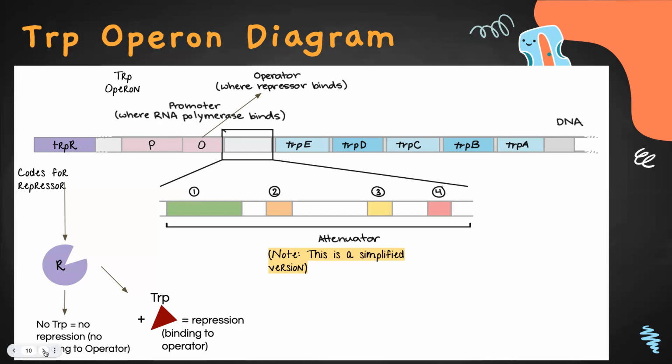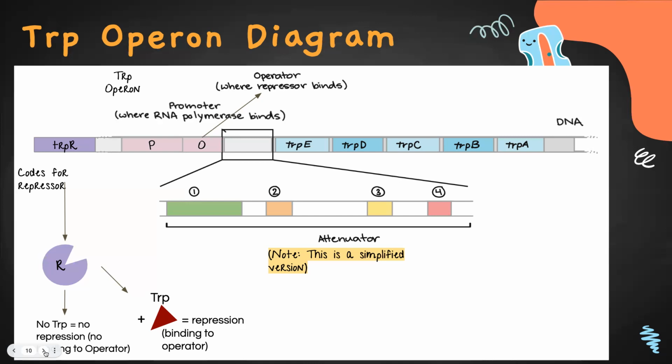So that sounds confusing, but if this is inactive, then that means it can't bind, so it's not repressing it. So the operon is on. Does that make sense? Okay. So then when there is tryptophan around, it will bind into the little binding site, and then that means the repressor is active. And so since it's active, now it can bind to the operator.